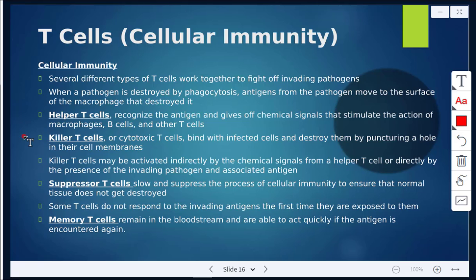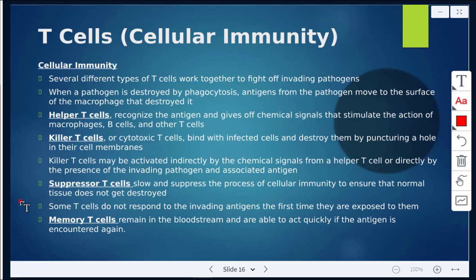The killer T cells are the cytotoxic T cells. These are the ones that bind with infected cells and destroy them, usually by puncturing a hole in their cell membranes. Killer T cells might be activated indirectly by the chemical signals from the helper T cell, or directly by the presence of the invading pathogen and its antigen. Next, suppressor T cells slow and suppress the process of cellular immunity to ensure that normal tissue does not get destroyed.